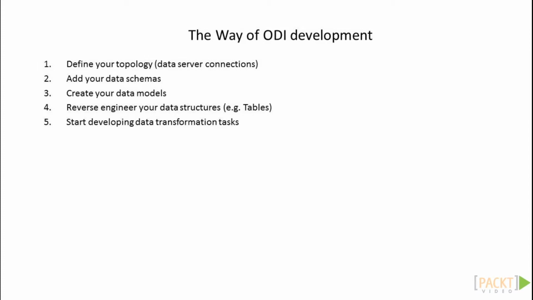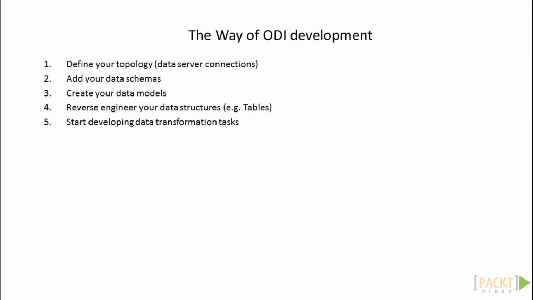Then you're adding the data schemas and the work schemas. Afterwards, you create your data models based on those schemas. Then you reverse engineer your data structures into your data models. For example, the tables, the columns, the constraints, the indexes, and so on, the data types. And then finally, you can really start developing your data transformation tasks in interfaces, packages, and procedures.